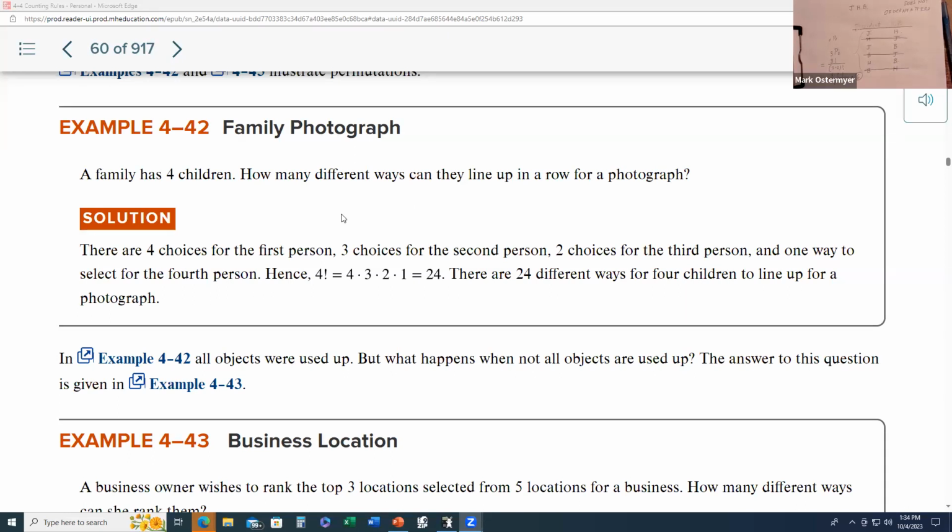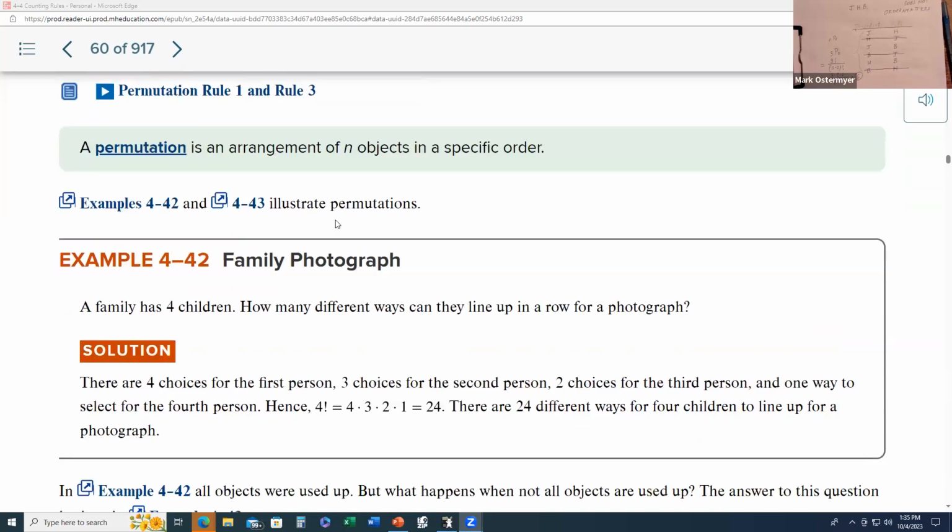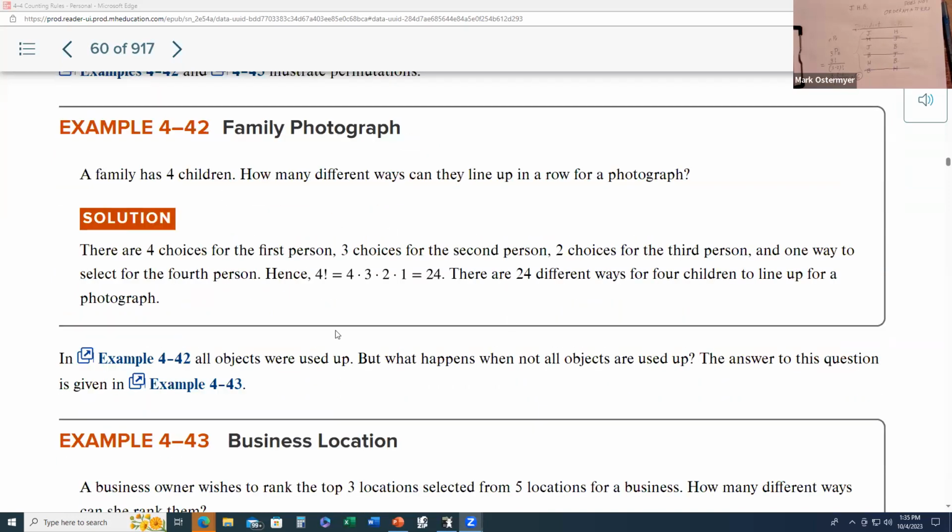Order would matter, correct? And so this would be a permutation. Example of a permutation where order matters. You could think of one way to enumerate the number of ways as having 4 spaces, four slots in which to line these people up.